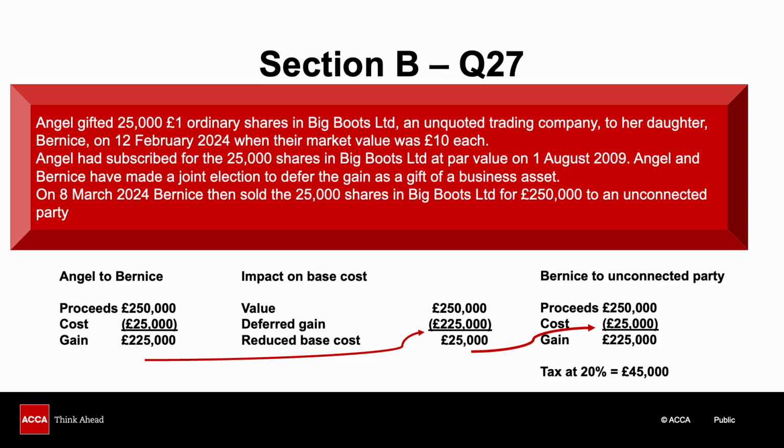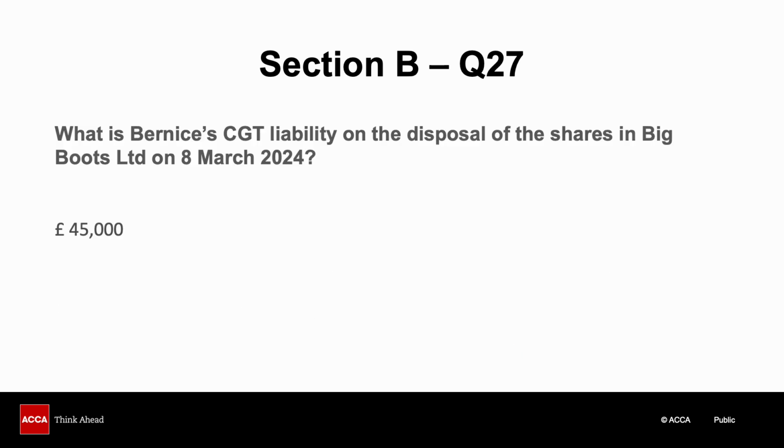So that is a tricky one to think about the different stages. But hopefully, as you've seen there with the three different steps that are done, you can see where the numbers flow through and how Bernice is taking on the burden of the gain. Angel isn't taxed on the gain, Bernice is. So that means the answer to this question was £45,000.